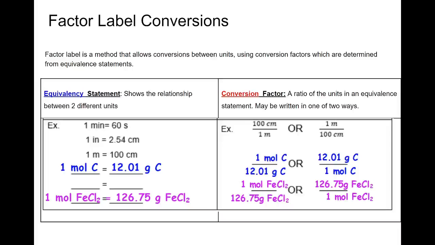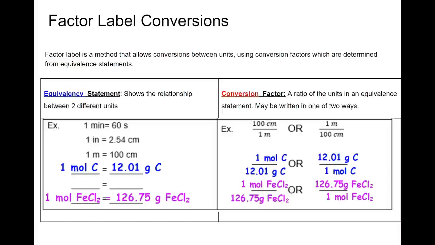So factor label conversions, also known as dimensional analysis, is a much simpler way to do any sort of conversion, no matter what you're converting between. There's 2 things you need in order to do factor label. The first is an equivalency statement. Equivalency statements go ahead and show us how 2 different units are related.